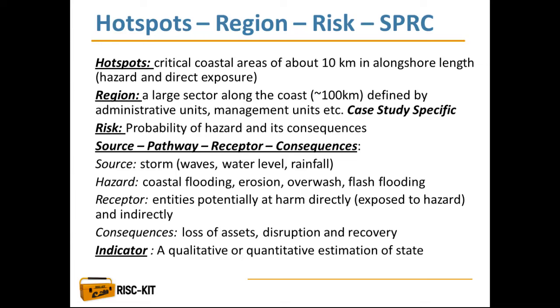The risk is the probability of a hazard and its consequences, and the source pathway receptor consequences model is used for the assessment. By source, we are considering the storm, which could be defined by waves, water level, or rainfall. The hazard can be coastal flooding, erosion, overwash, but also flash flooding. The receptors are any entities potentially at harm directly, that means that are exposed to the considered hazard, or indirectly. And the consequences are the loss of assets, but also the disruption of services and the recovery process.